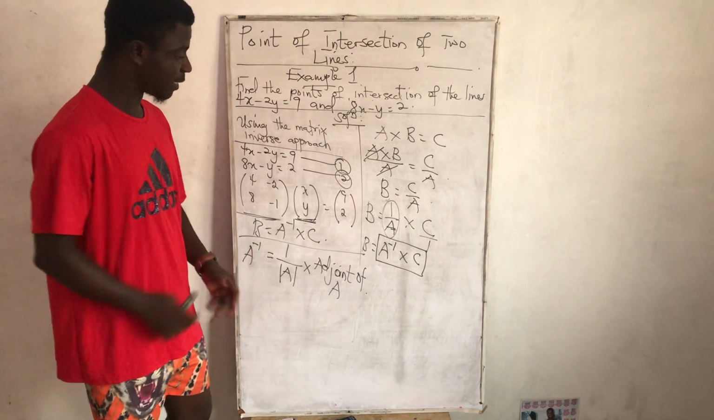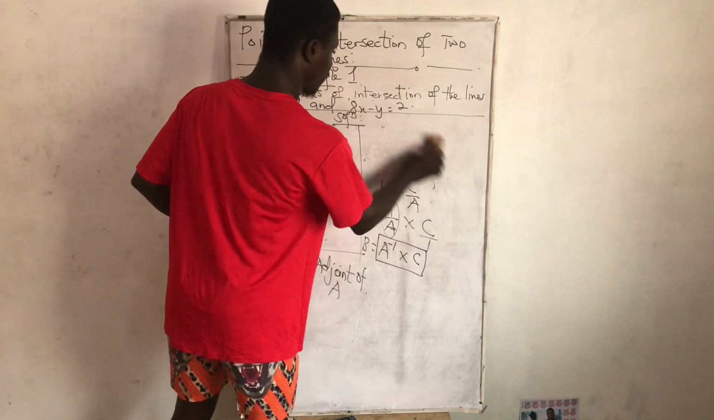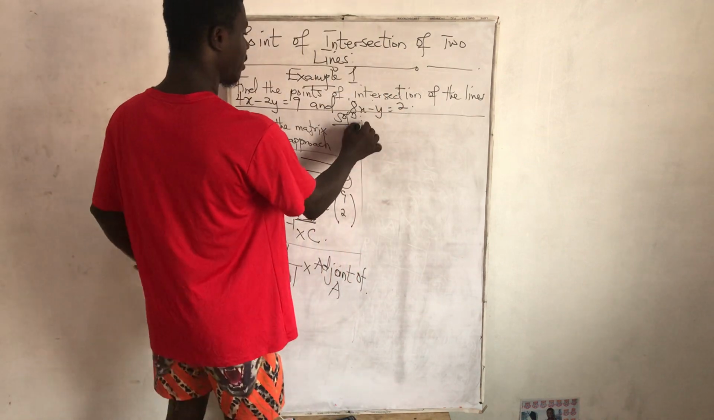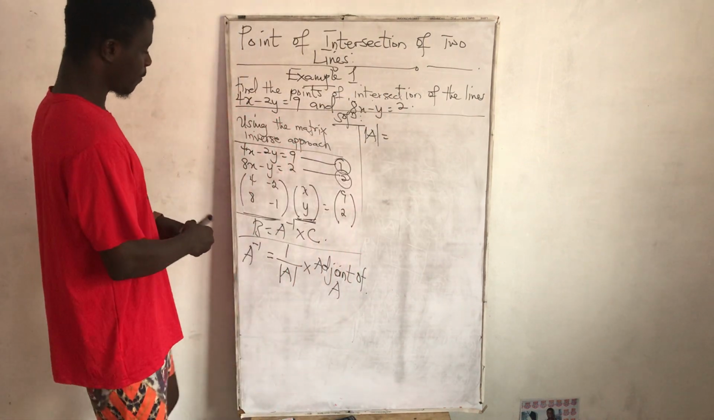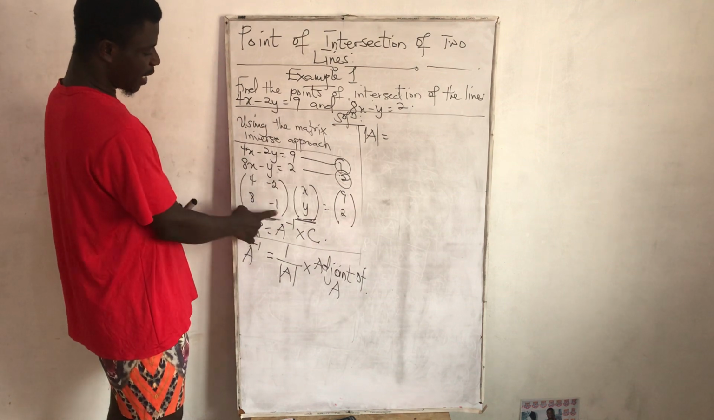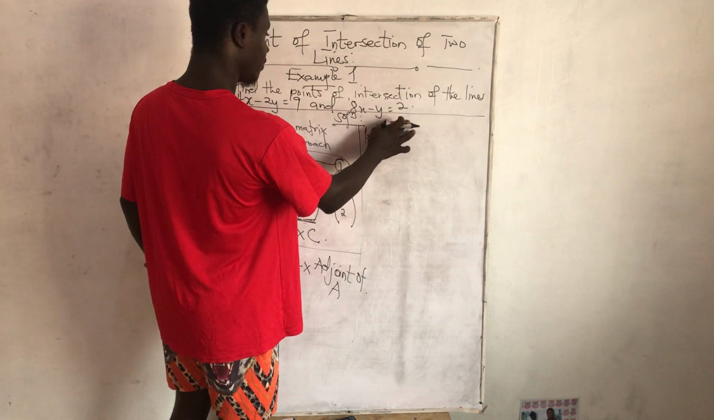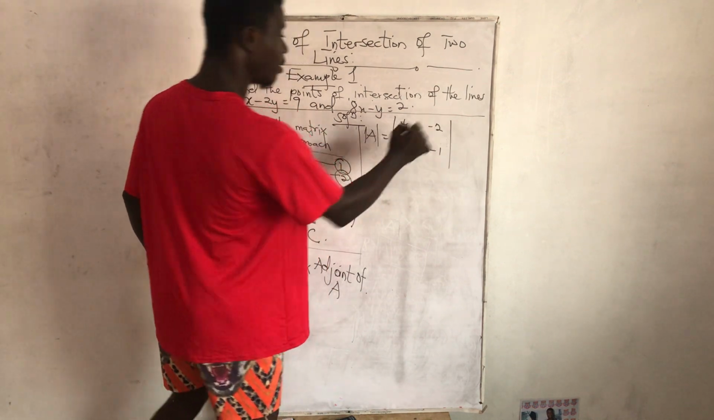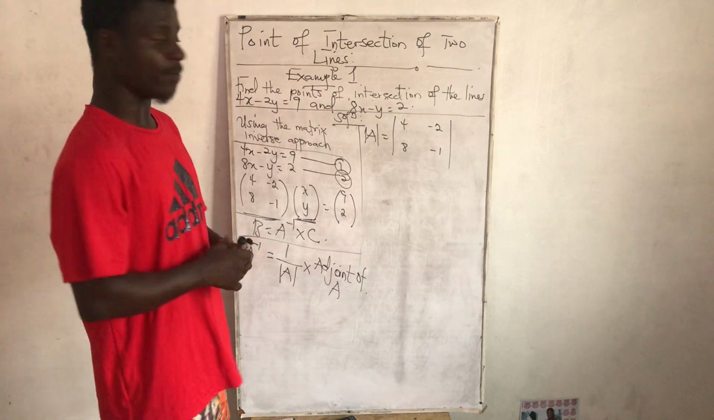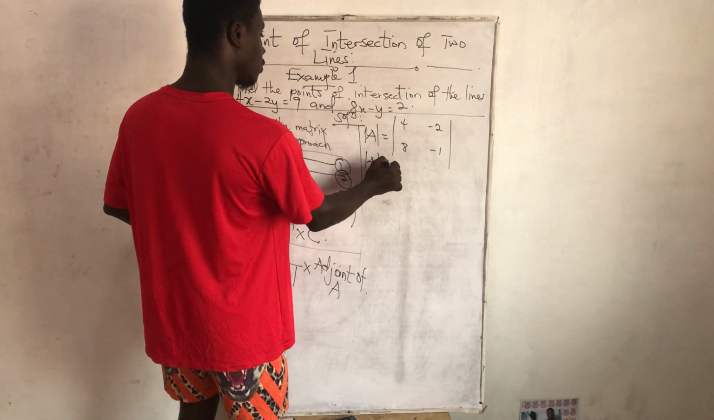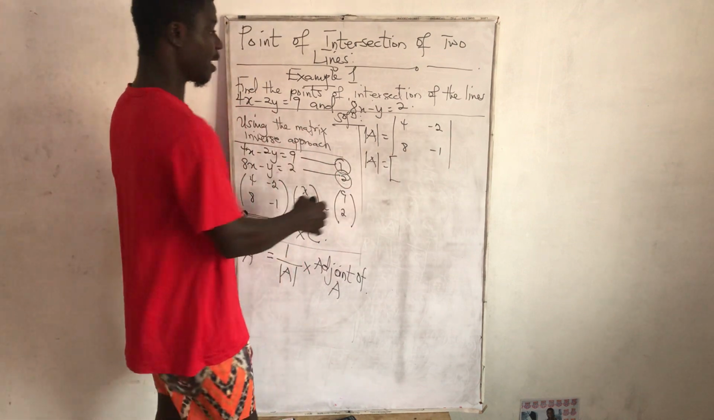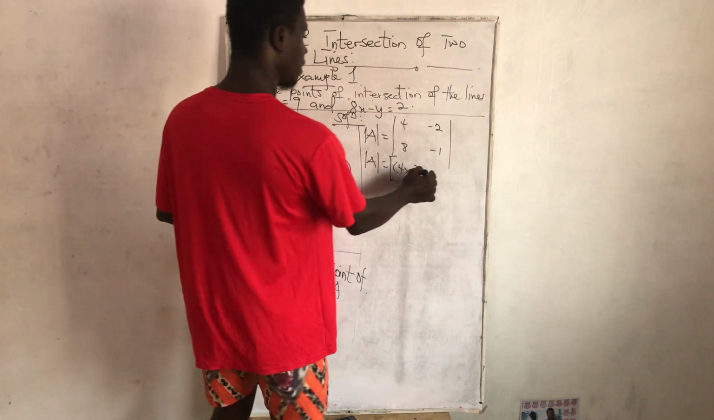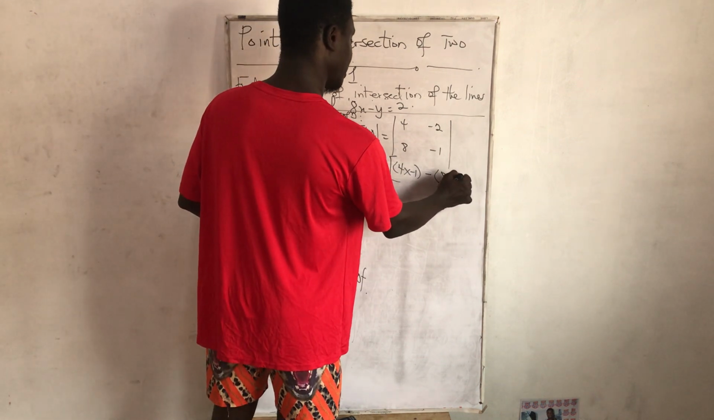So now let's find the determinant of A. The determinant of A must be equal to what? We know how to find the determinant. The first diagonal, we multiply that, right? So I have this 4, 8, and then -2, -1. So that's 4, 8, -2, -1. So how do we find the determinant of A? We multiply the first diagonal, which is 4 times -1. Then we subtract the second diagonal multiplication, 8 times -2.